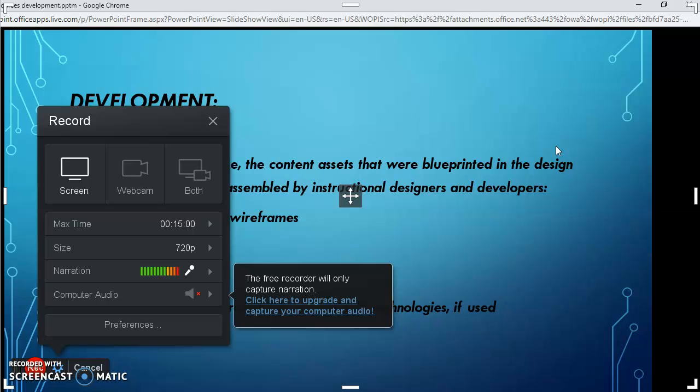In the development of my training proposal, we will be discussing the development phase, which will be the content assets, which are blueprinted in the design phase and created and assembled by instructional designers and developers. This will include writing content, designing graphics, and developing and integrating educational technologies.